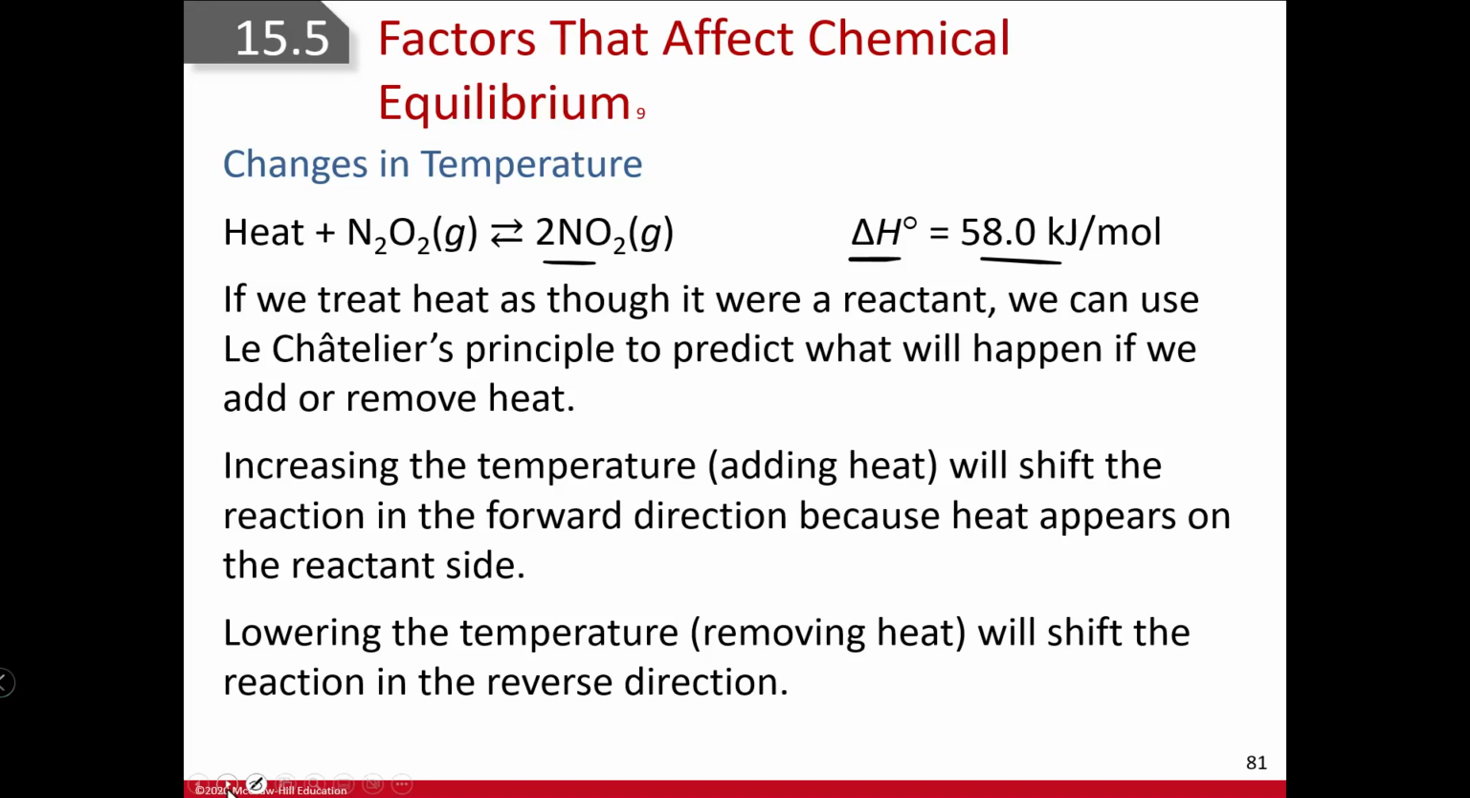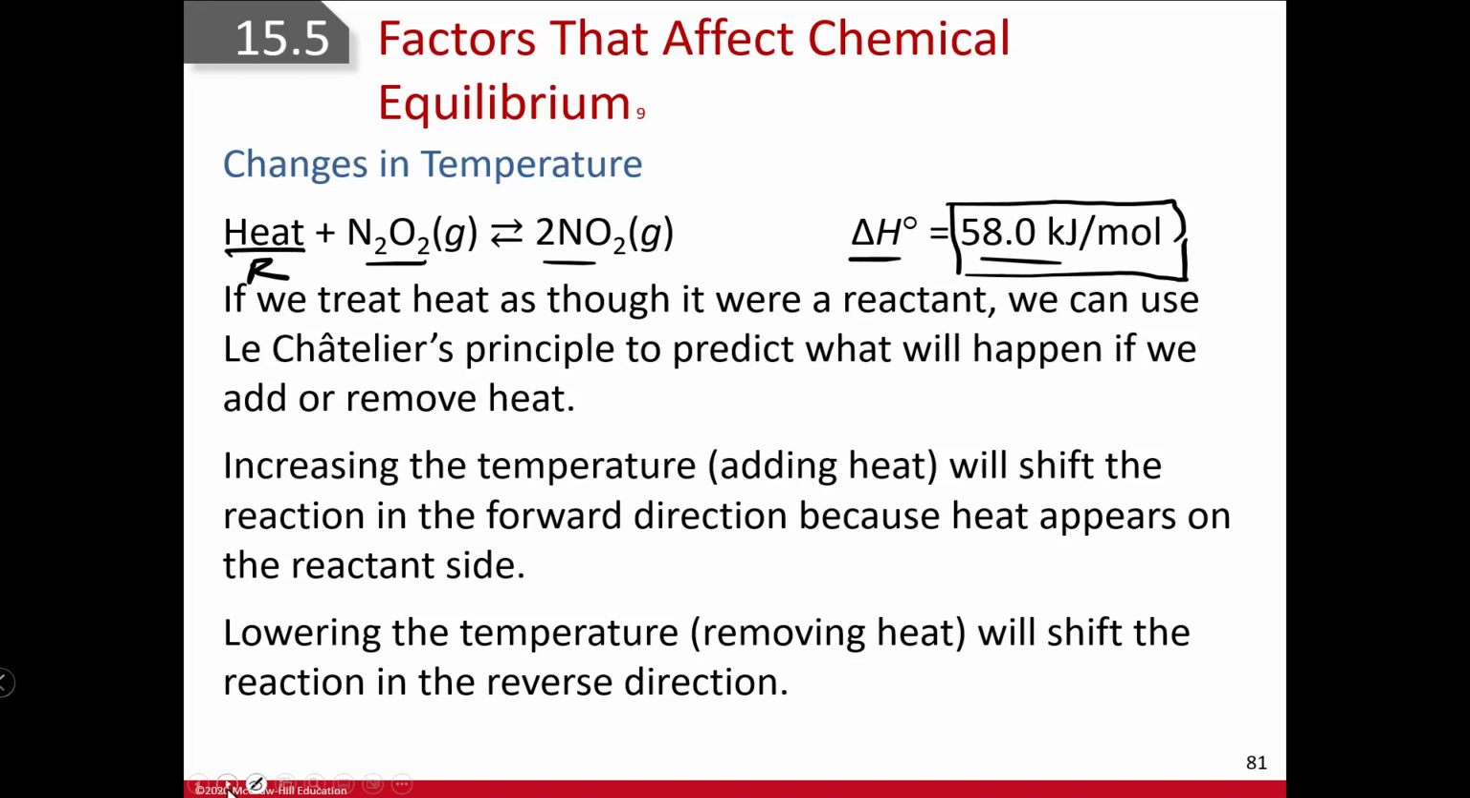So the first thing I'm going to ask you is, is this an exothermic reaction or an endothermic reaction? Well, this one's endothermic because it's a positive value. Exothermic would have a negative value here. So it's endothermic. It means it takes energy. Heat has to be applied. It's a reactant here that has to be applied to convert the dinitrogen tetroxide into 2 moles of nitrogen dioxide.